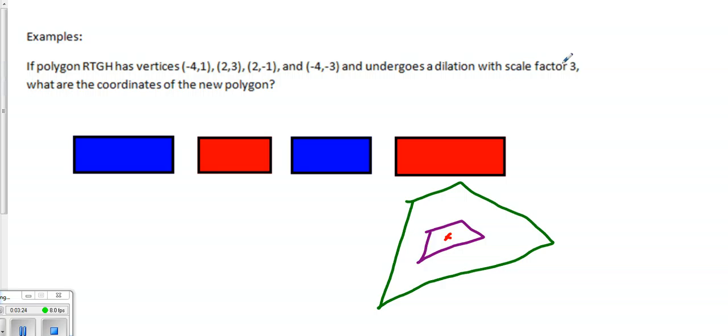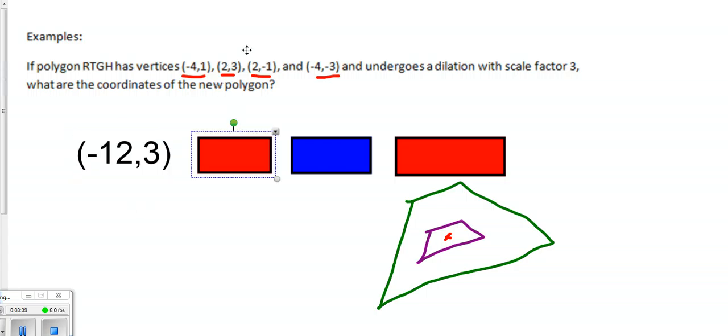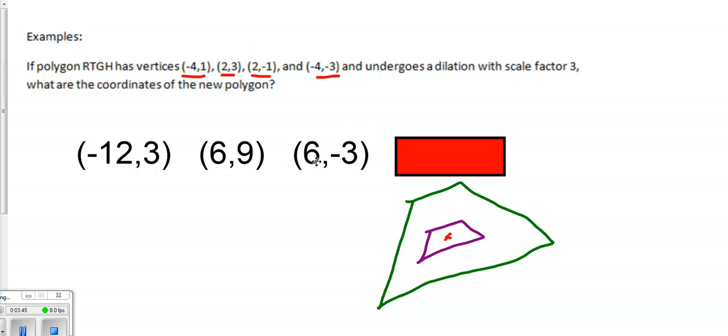And again, the way we can check this or show this is we just do 3 multiplied by each of our points, or each value in our point. So it's no longer -4, 1, it's -12, 3. It's no longer 2, 3, it's 6, 9. It's no longer 2, -1, it's 6, -3. And it's no longer -4, -3, it's -12, -9. So it would make a 4-sided figure. It doesn't necessarily look exactly like this, but if these were the points given, scale factor of 3, all of those just get multiplied by 3, and that would make our new polygon.